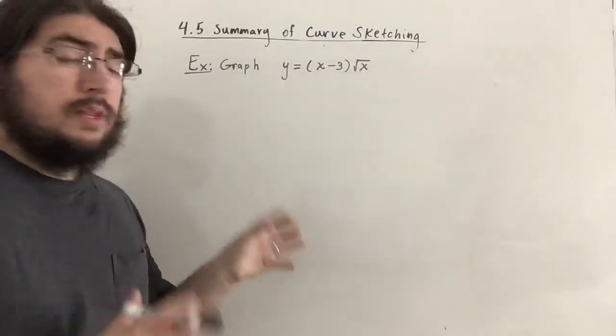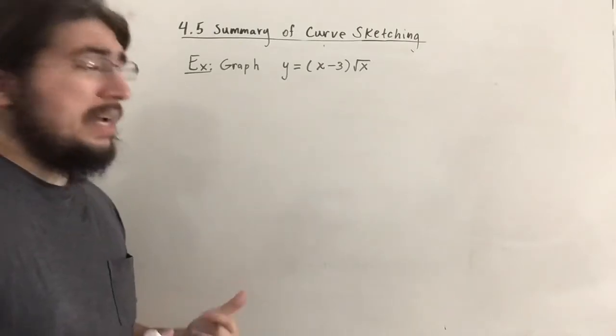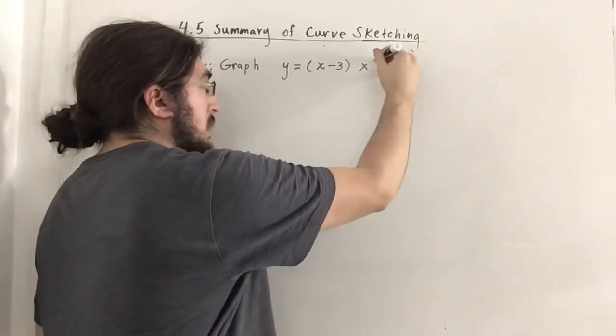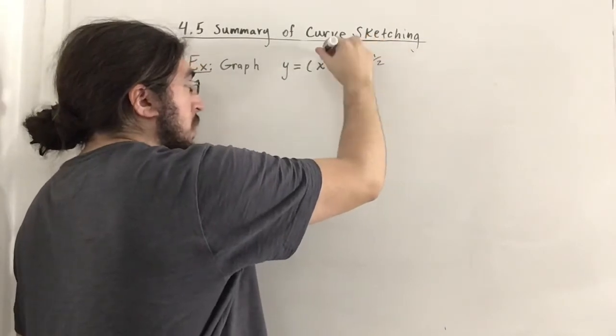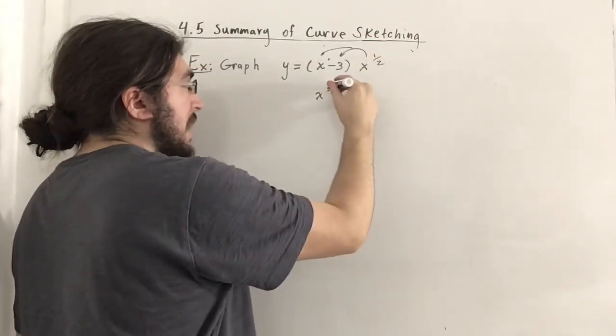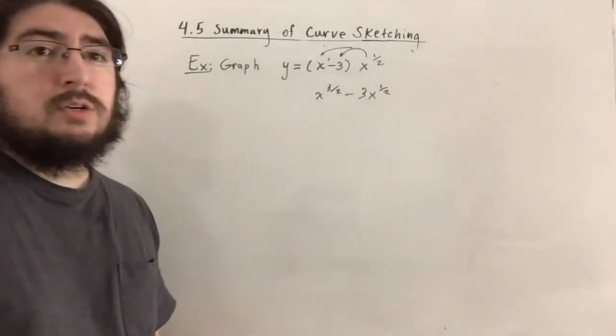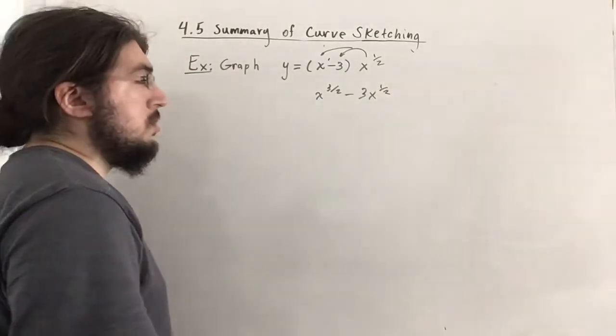Now, to find the derivative of this, we need the product rule, but there's a way to bypass that. In fact, if you write this as x to the 1/2 and distribute this in, we actually get x to the 3/2 minus 3x to the 1/2. So really all we need to do is just apply the power rule to find the first derivative.